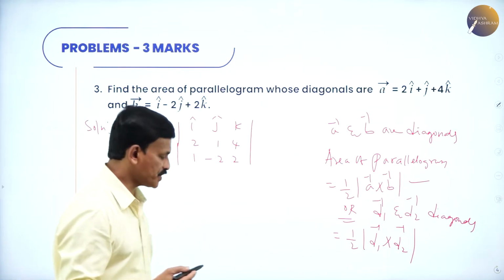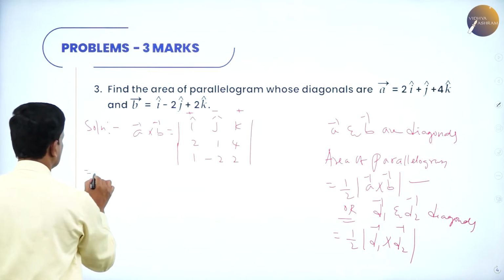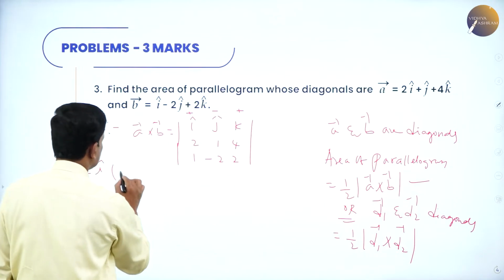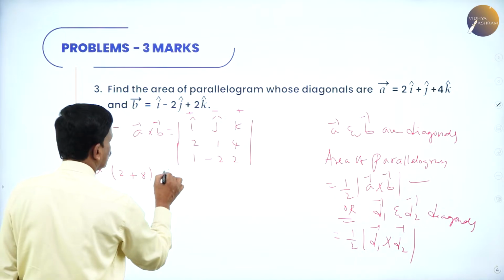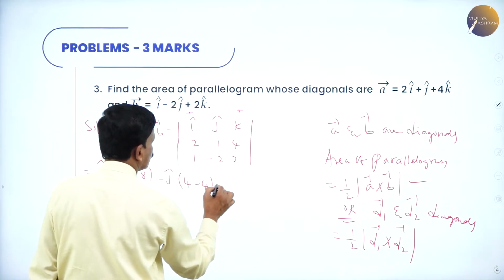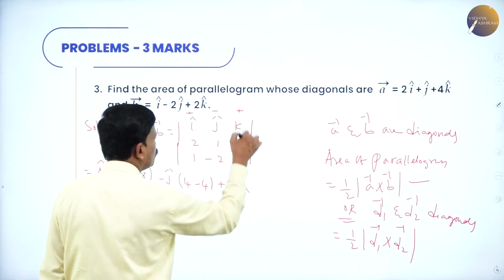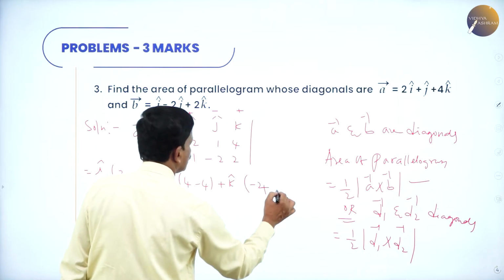Expand with respect to the first row. This is plus, minus and plus. I into 1 2s are 2, minus into minus plus, 2 4s are 8. Minus j into, this row and column is deleted, 2 2s are 4, minus 4. Plus k cap into, this is gone, 1 2s are 2, 2 2s are 4, minus 4, minus 1.